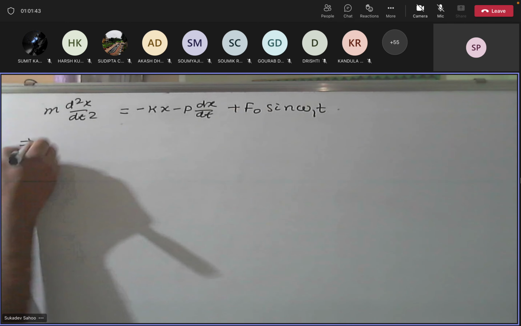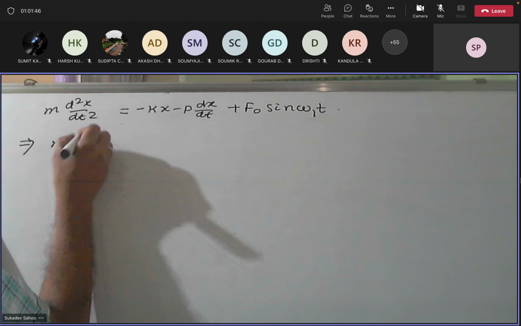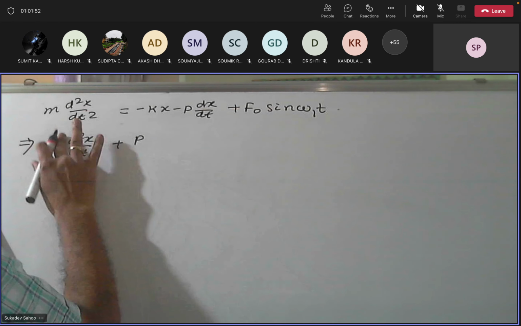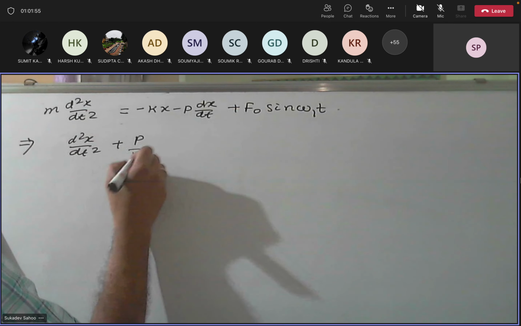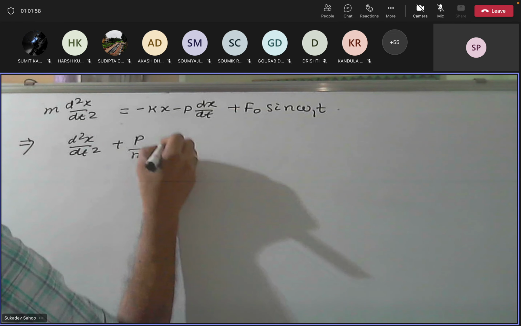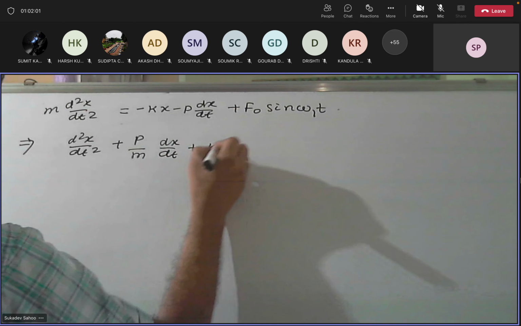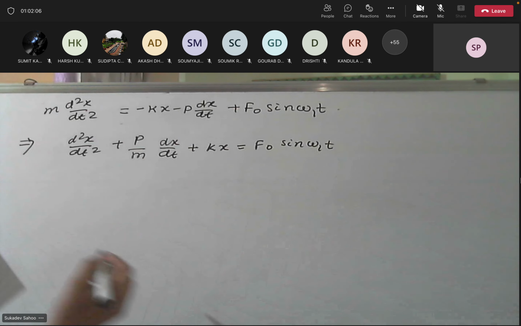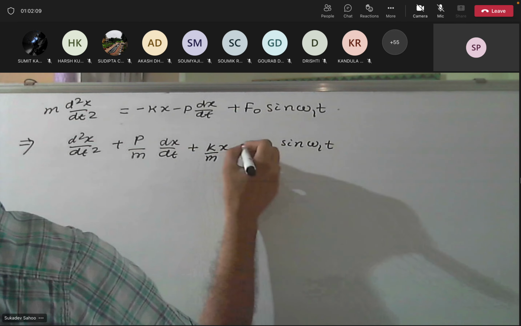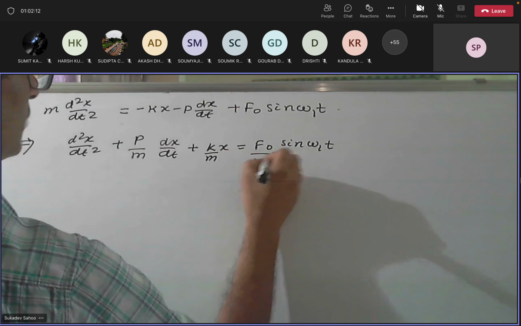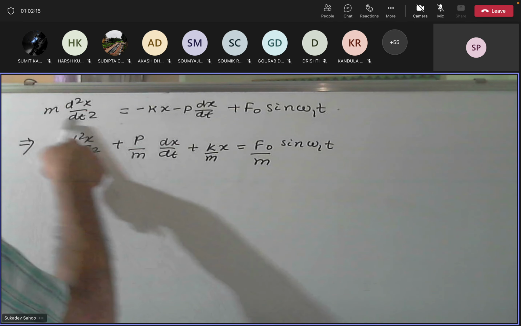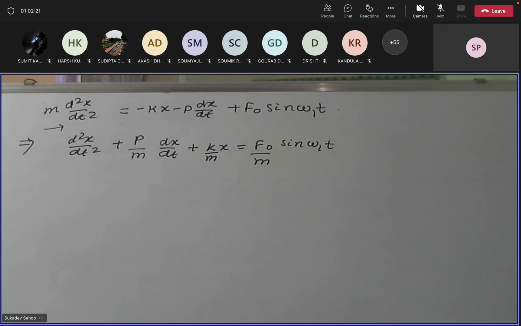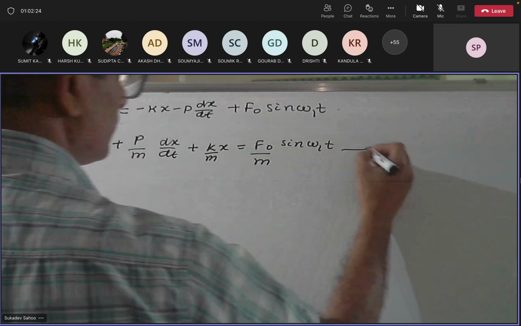Now we can simplify this one. So m d square x by dt square plus, I'm writing directly, p by m dx by dt plus kx, that is equal to F0 sin omega 1 t. So k by m, this is also F0 by m. Simply write one step here, then you divide by m throughout the equation, you get this answer, which we can write as equation number 5.